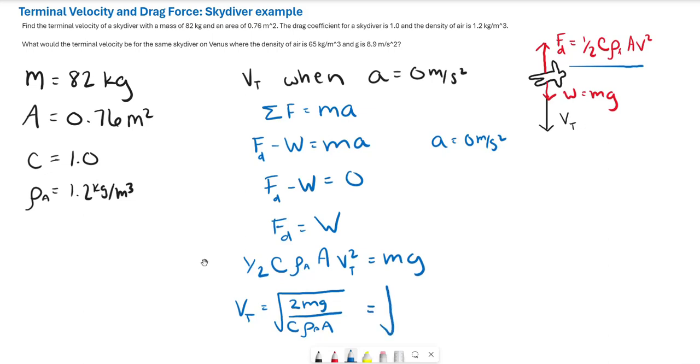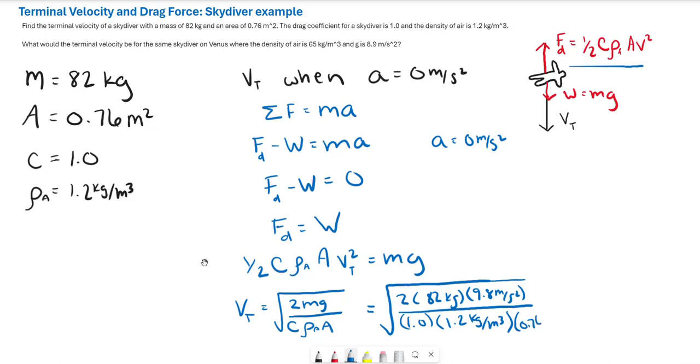So it's going to be square root of 2 times the mass of the person, 82 kilograms, times g, 9.8 meters per second squared. This is just acceleration due to gravity. The drag coefficient, which for a skydiver is just about 1. And then the density of air, 1.2 kilograms per meter cubed, times the person's area.